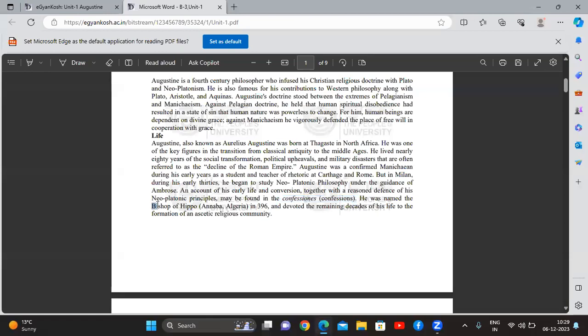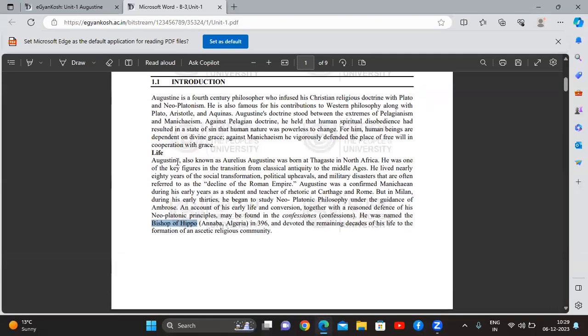As we said, he was a religious scholar. He was a bishop of this place called Hippo. So many a time he's called Augustine of Hippo. You shouldn't get confused. It's the same person, Saint Augustine of Hippo. That's a place in modern Algeria. Algeria is in North Africa, right?